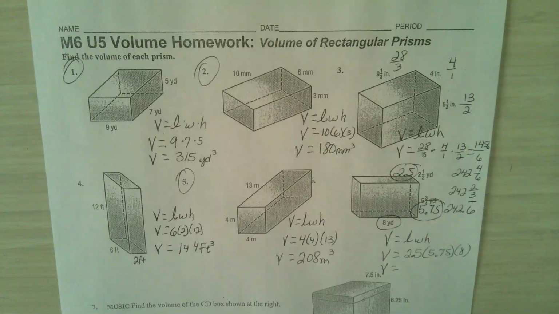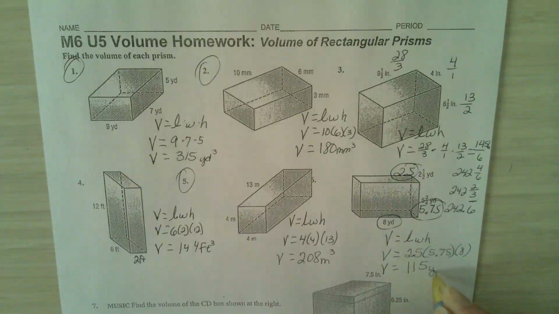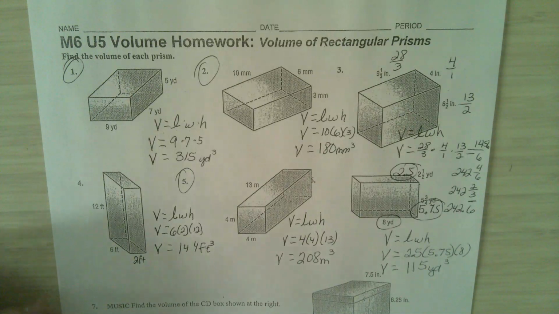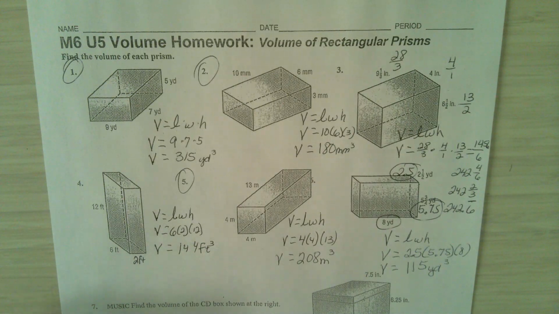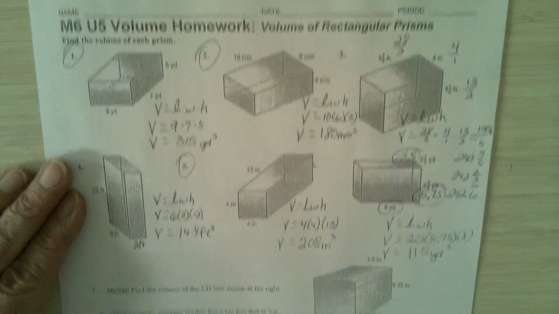Jordan? Perfect. 115 yards cubed. Does everyone have that? Okay, now we're going to do 7 and 8, and then we'll do 9 and 10 tomorrow. Are we ready for 7 and 8? Okay.